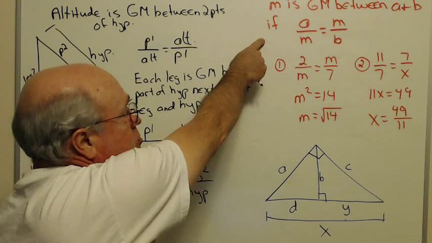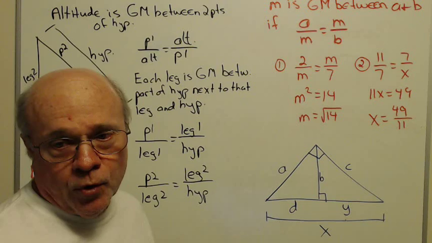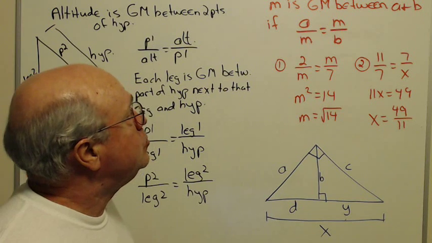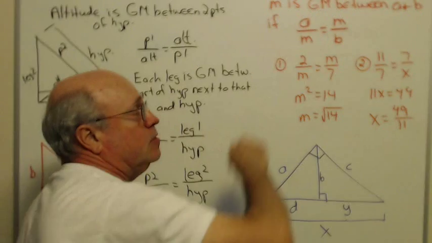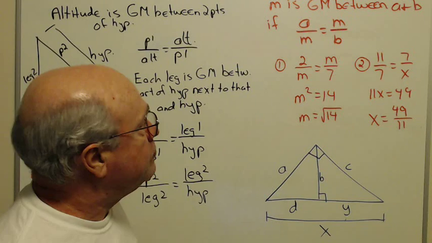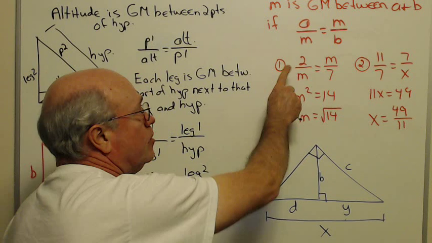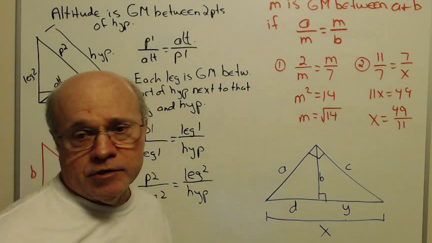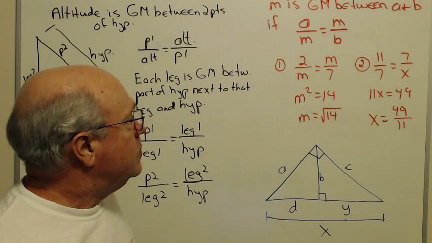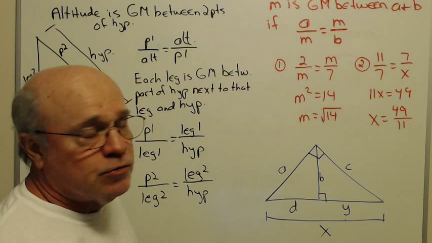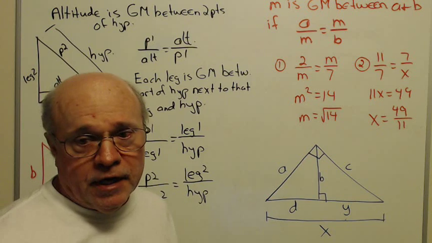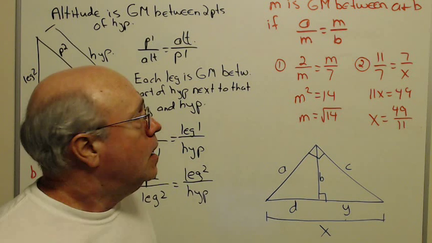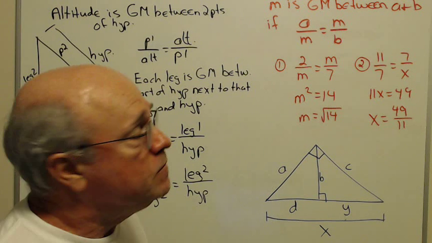Okay, on the first problem, it asks you to find the geometric mean between 2 and 7. The definition of geometric mean is up here on the board. M is the geometric mean between A and B if A over M equals M over B. So we're trying to find the geometric mean, so we write 2 over M equals M over 7. Cross multiply, M squared is 14. And then take the square root. M is the square root of 14. Just quit right there. It didn't ask you to simplify, and that wouldn't simplify anyway.